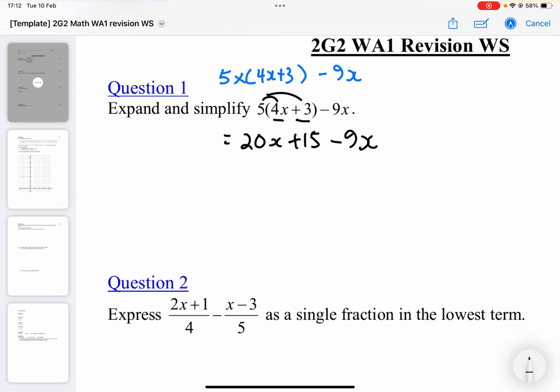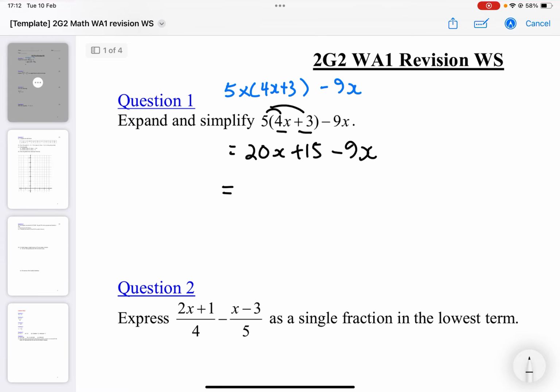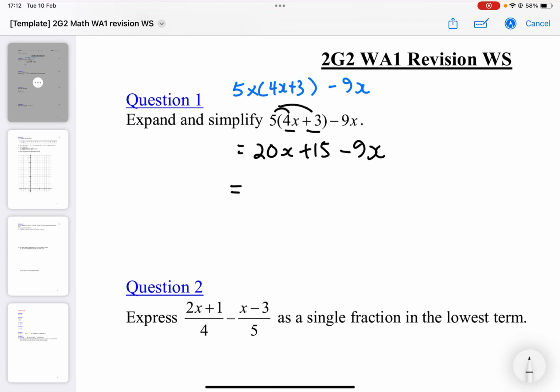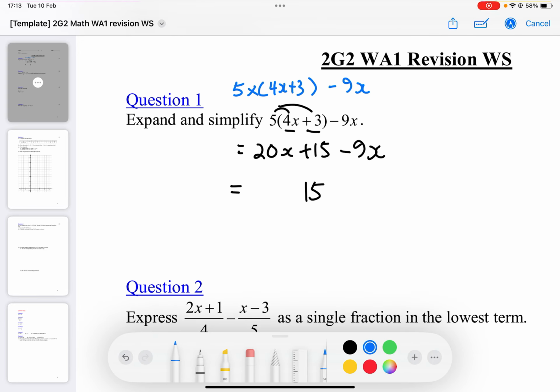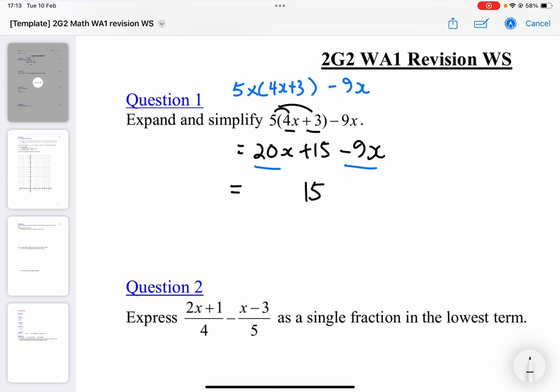After I expand, I do my multiplication, I do my expansion already. Then I need to simplify. Okay, put the x together, put the numbers together. X and number cannot add, so my 15 is the only term with number. It is still 15. 20x and minus 9x group together, so become 20x minus 9x. So left with 11x plus 15.